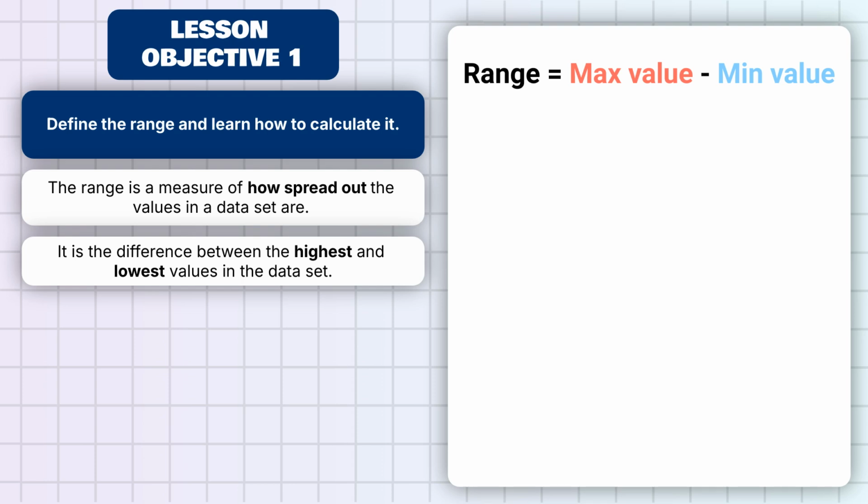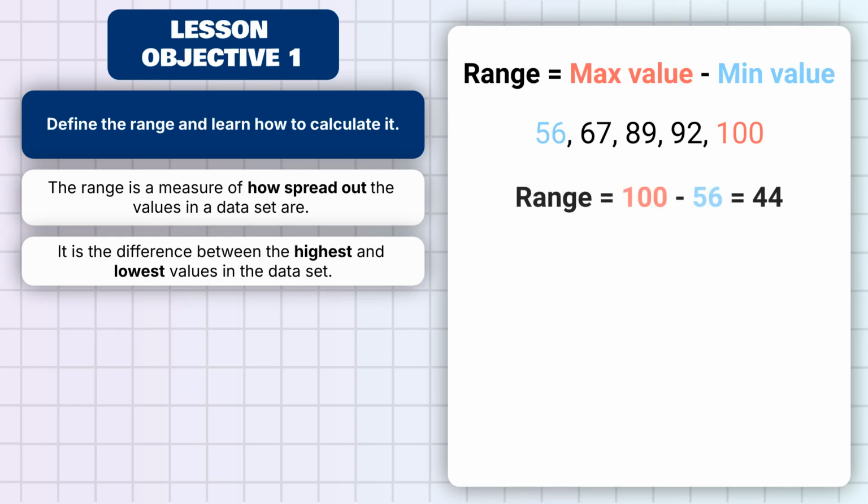For instance, if we have a dataset of test scores, 56, 67, 89, 92, and 100, the range would be calculated as the highest value minus the lowest value. So in this case, it would be 100 minus 56, which equals 44.